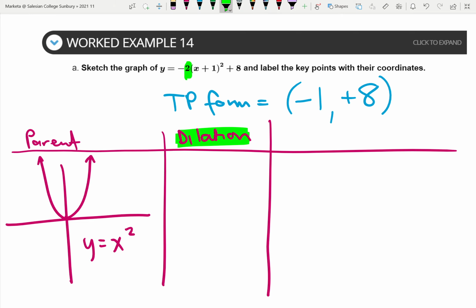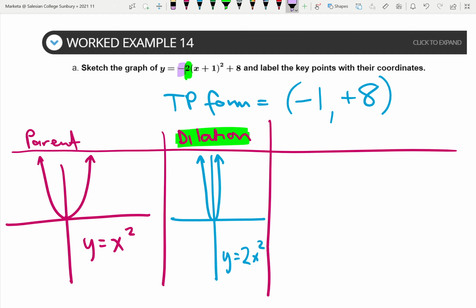I'm going to colour code it in green. What this means is the graph's going to be skinnier. So y equals 2x squared. You don't really have to worry too much about the dilation because when you find your x and y intercepts, that number 2 is going to change the shape or change the intercepts. We're not drawing to scale, we're not drawing on graph paper, so no matter how we draw it there, it's just a sketch.